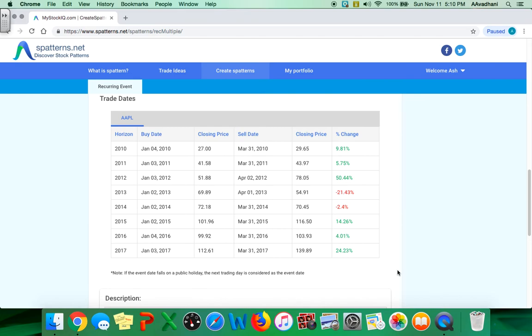In conclusion, you can make your own patterns or explore new ideas. Or you can check out patterns published on the site. We publish patterns every day.